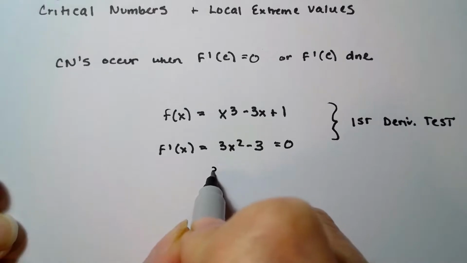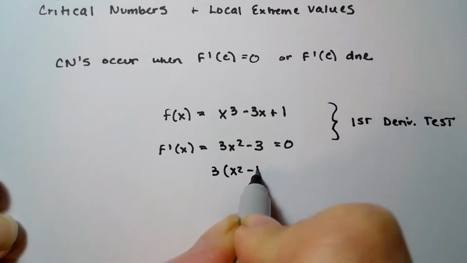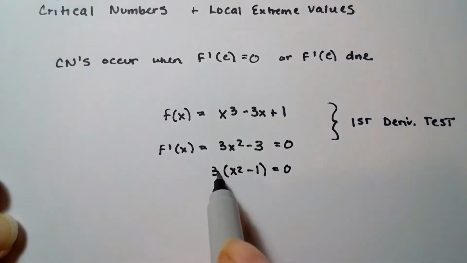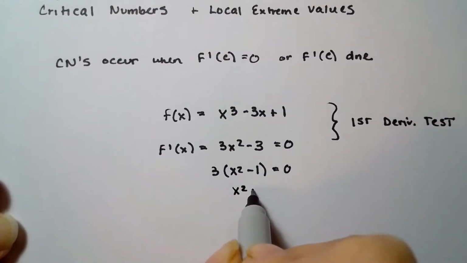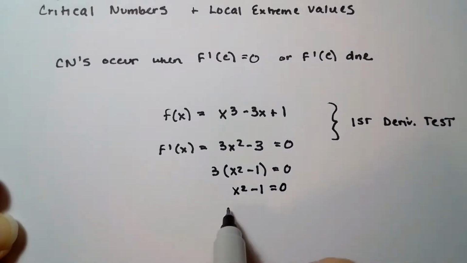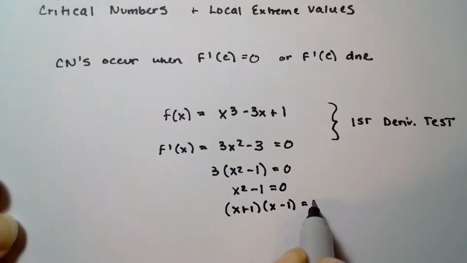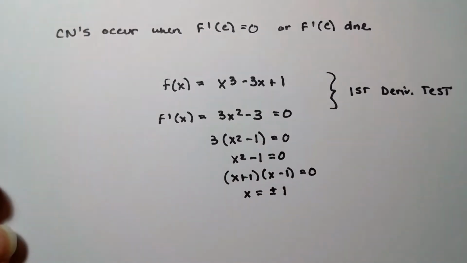So if I pull out a 3 here, I'm left with x squared minus 1 equals 0. If I divide both sides by the 3, it goes away. There's no x multiplied to it, so it's not a problem. So really what I'm looking at here is this. And I know that's the difference of two squares, so we've got (x plus 1)(x minus 1) equals 0. And when I solve, I get x is plus or minus 1. So these are the critical numbers, okay?